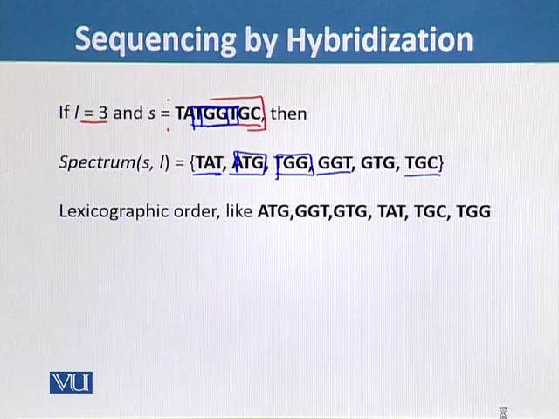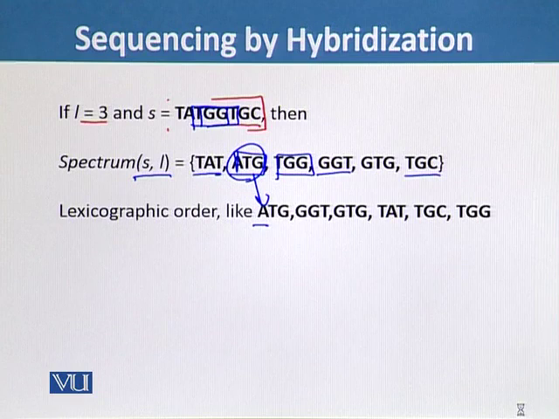So we can now formulate the problem of sequencing the target DNA fragment from its DNA array data. If we use this spectrum S_L, we can also write these spectrum elements in lexicographic order. That means we will write it in alphabetical order, because it is starting from A. So ATG will come in the first position. Then after A, this is G. This will come in the second position.